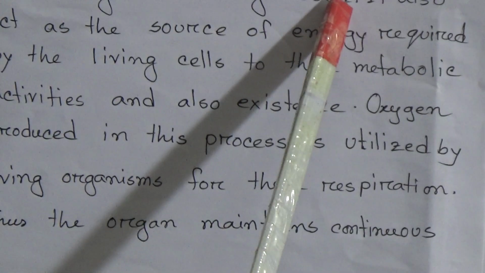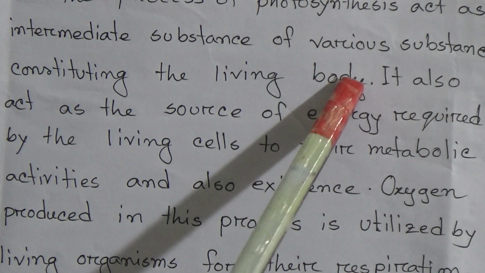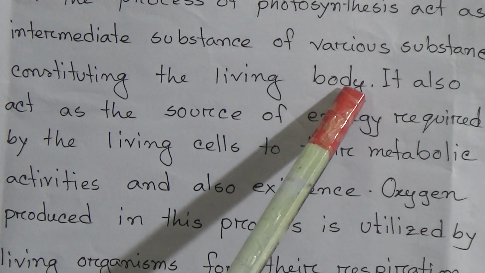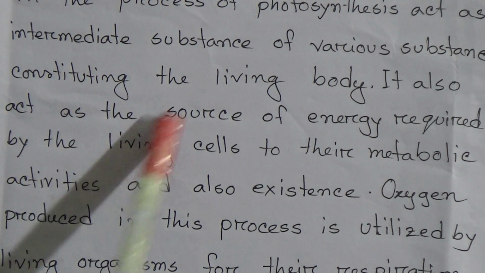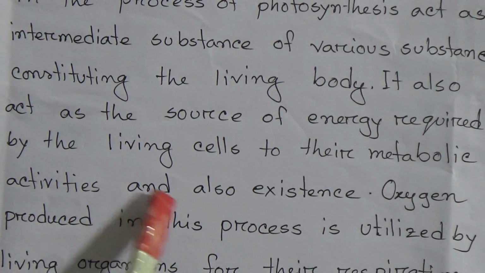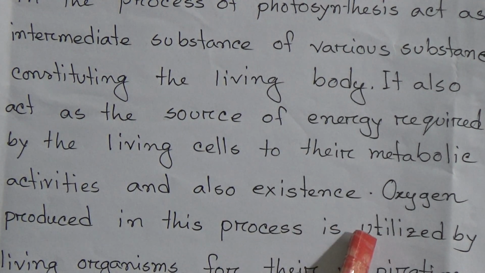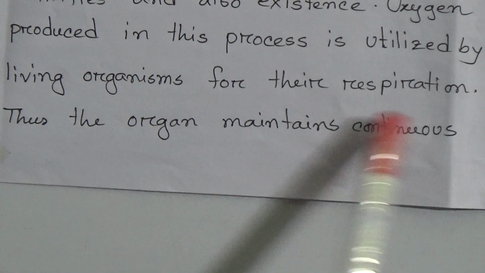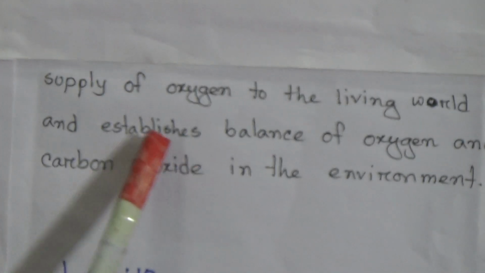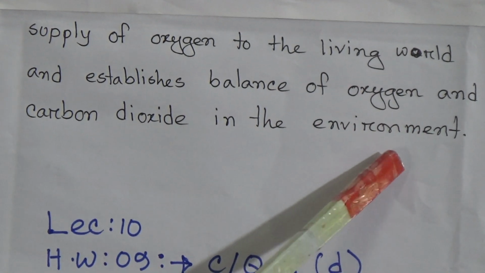Dear students, all living organisms depend on this carbohydrate, directly or indirectly, which plants produce through the process of photosynthesis. It also acts as the source of energy required by the living cell for their metabolic activities and also existence. Oxygen produced in this process is utilized by living organisms for their respiration. Thus, the organelle maintains the continuous supply of oxygen to the living world and establishes balance of oxygen and carbon dioxide in the environment. Students, this is only the guideline.